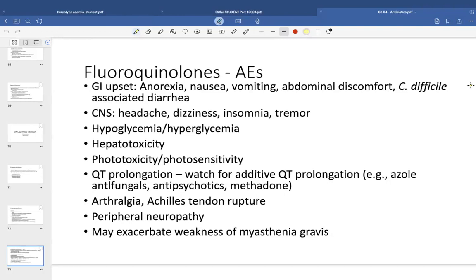They readily get into the brain and can increase the activity of GABA, the inhibitory neurotransmitter in the brain. So, as such, it can cause some issues: headache, dizziness, seizures, I think before as well. It can interfere with the blood sugars, hypoglycemia, photosensitivity.